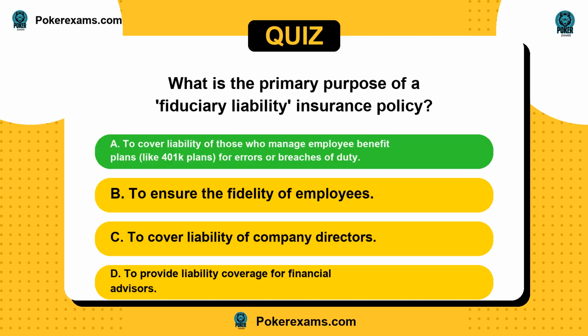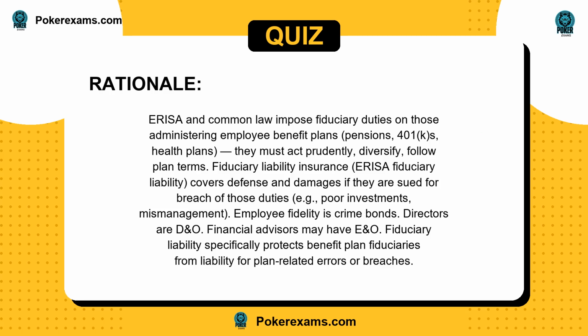The answer is A. ERISA and common law impose fiduciary duties on those administering employee benefit plans, pensions, 401k(s), health plans. They must act prudently, diversify, follow plan terms. Fiduciary liability insurance, ERISA fiduciary liability, covers defense and damages if they are sued for breach of those duties, e.g., poor investments, mismanagement. Employee fidelity is crime bonds. Directors are D&O. Financial advisors may have E&O. Fiduciary liability specifically protects benefit plan fiduciaries from liability for plan-related errors or breaches.